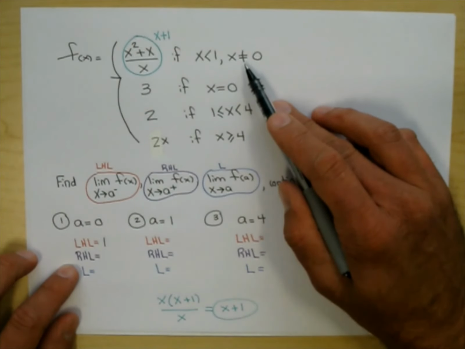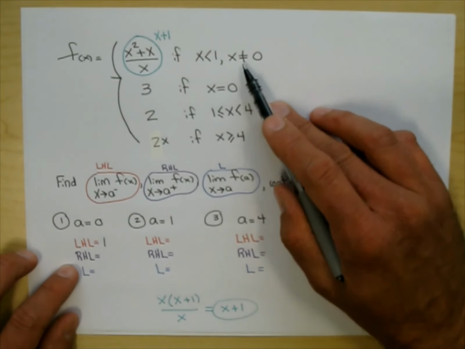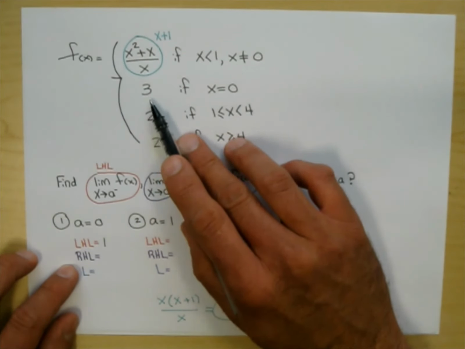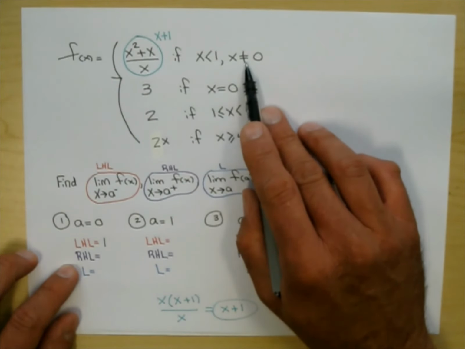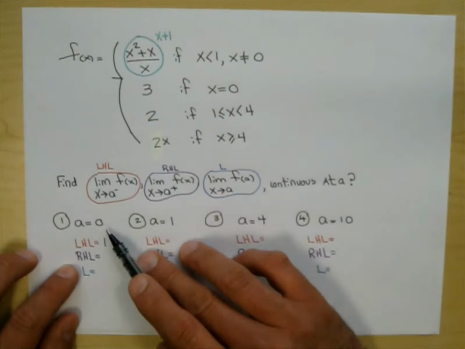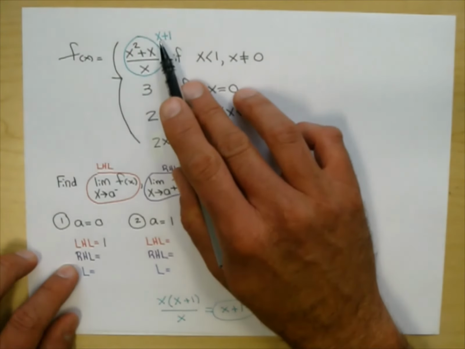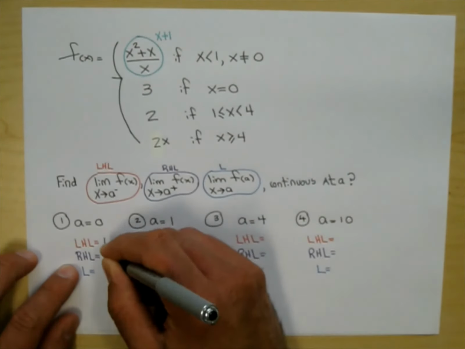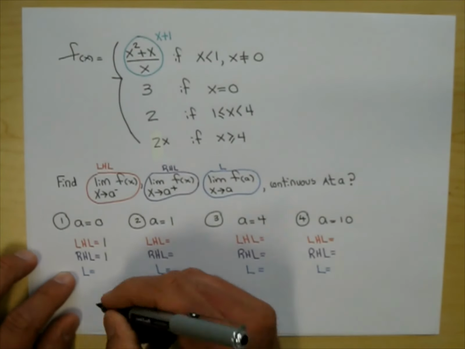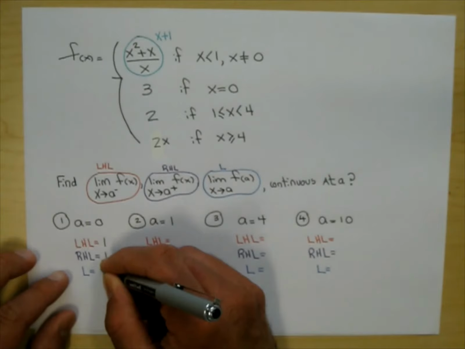The right-hand limit, so a little to the right of 0. You know, when you put 0 into the function, it's 3, but we're not doing that. We're just looking at a little to the right of 0. So we're plugging 0 in, and you end up getting 0 plus 1, which is 1. So the left-hand limit and the right-hand limit are equal, therefore the limit is 1.